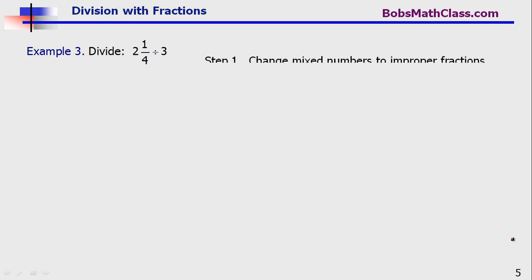Okay. Change the mixed numbers to improper fractions. 2 times 4 is 8. 8 plus 1 is 9. That would be 9/4, and then divided by 3/1.